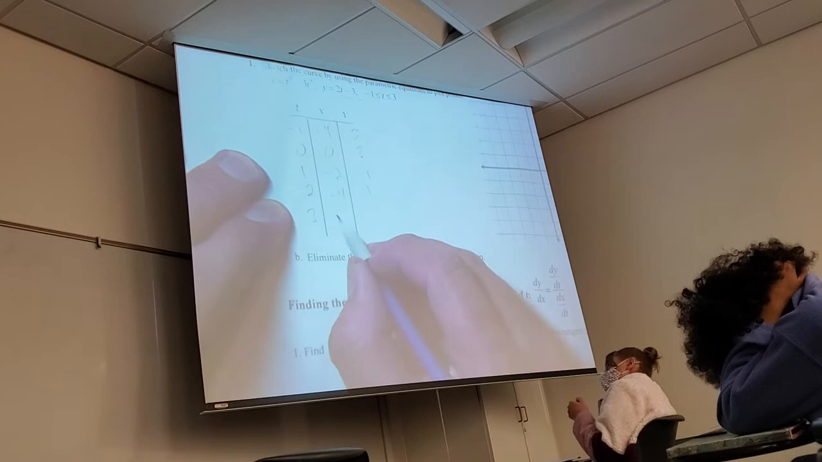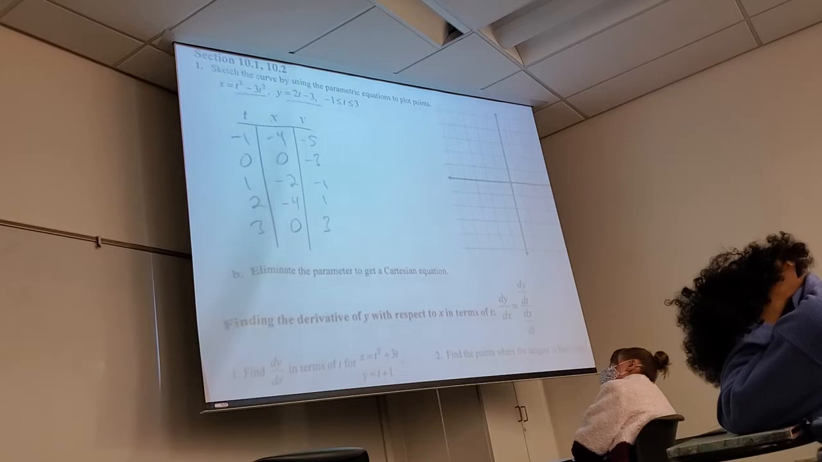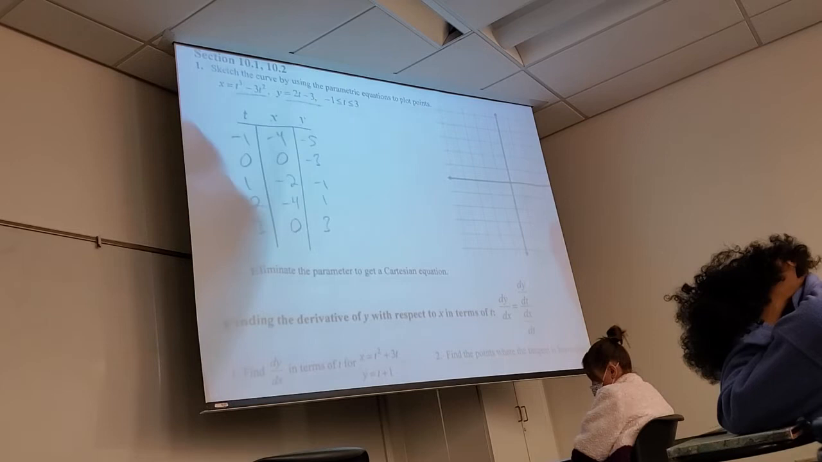1, 3, 0, 3. Okay, that should look nice and freaky. So we got this guy that looks basically like a cubic, of course, and the other guy's linear. Let's see what happens.